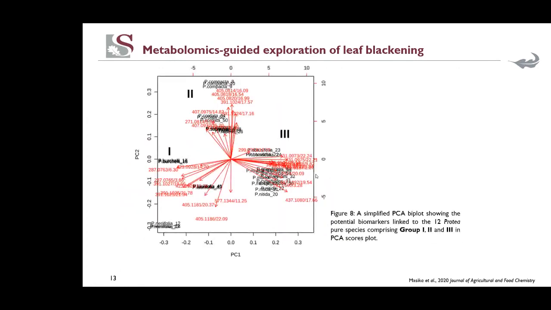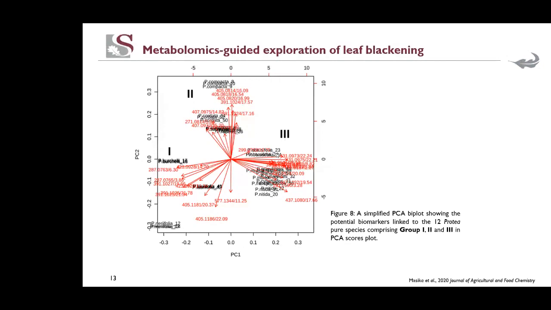So now we wanted to dive into these particular metabolites that can be linked to leaf blackening. So this is a PCA biplot. The PCA biplot shows you the features. In metabolomics, we refer to the mass to charge and retention time as a feature, but it's just a peak. And the peaks or the compounds or the features that are linked to group 1 are as such. And the same thing, the features that are linked to group 2 were identified, as well as the features that are linked to group 3, to show us which particular compounds are linked to the non-susceptibility of these proteas to leaf blackening.